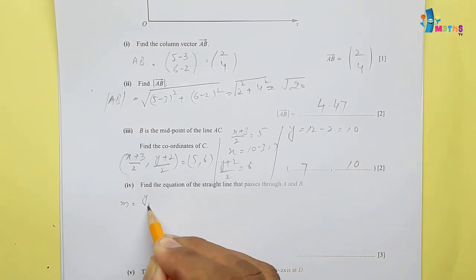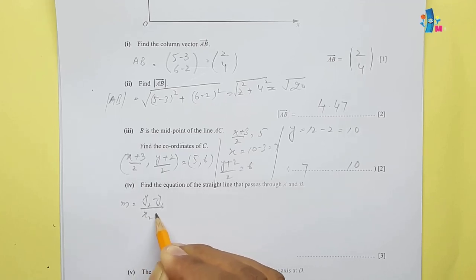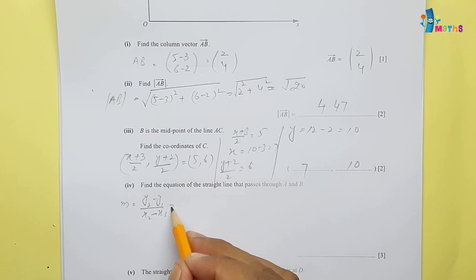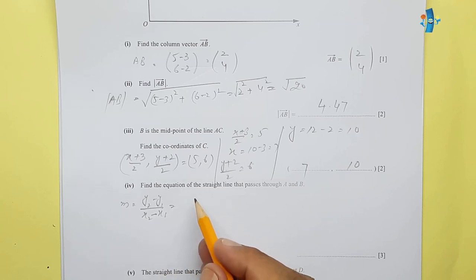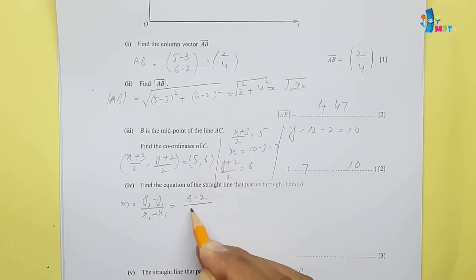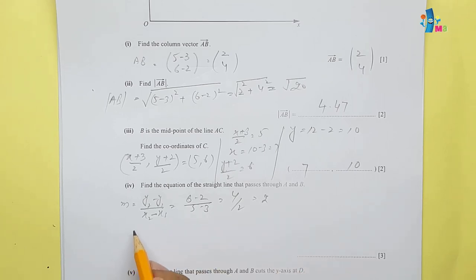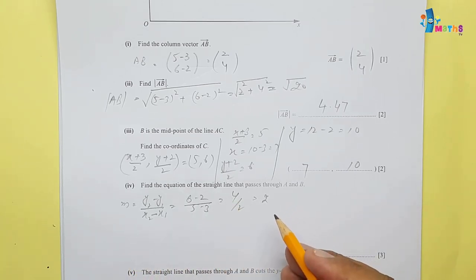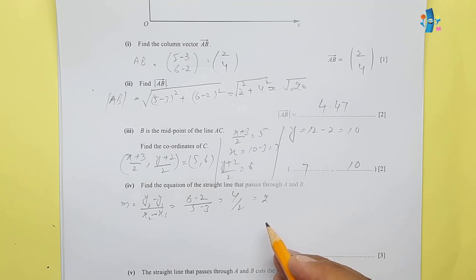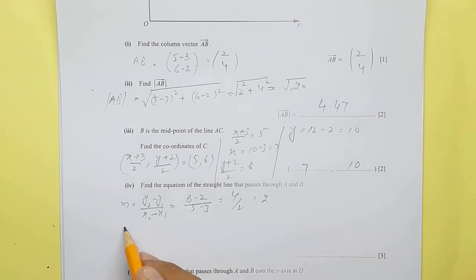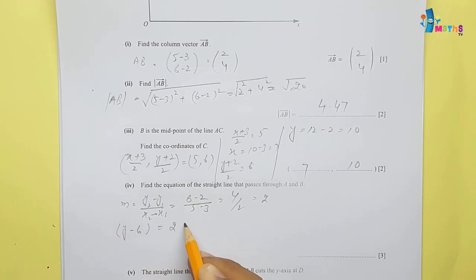M is equal to Y2 minus Y1 over X2 minus X1, which is the gradient formula. So we can write 6 minus 2 divided by 5 minus 3. This will be equal to 4 over 2, which is equal to 2. So the gradient is 2, and for the point we can use any of the given points. For example, I'm using the point 5 and 6. So we can write Y minus Y1, which is 6, is equal to the gradient 2 times X minus X1, which is 5.